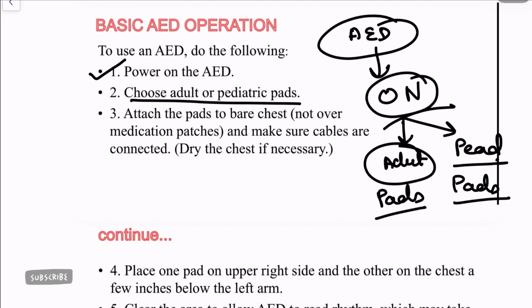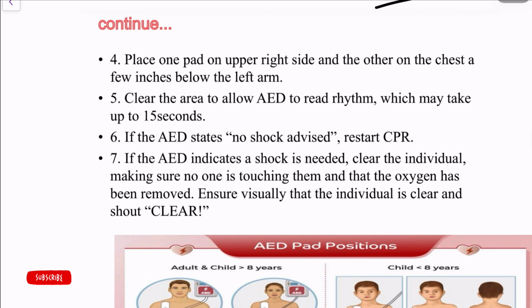Now attach the pads to the bare area of the chest, not over any kind of cloth or any kind of medication patch. You have to remove everything and attach the AED pad over the bare chest, and make sure every cable is connected. Place one pad on the upper right side and the other pad a few inches below on the left side of the chest. Now clear the area to allow the AED to analyze the rhythm.